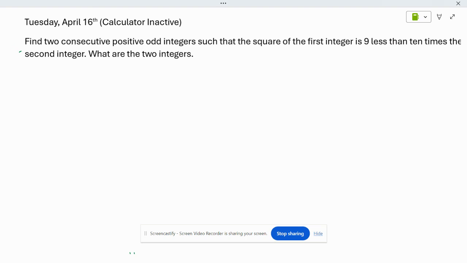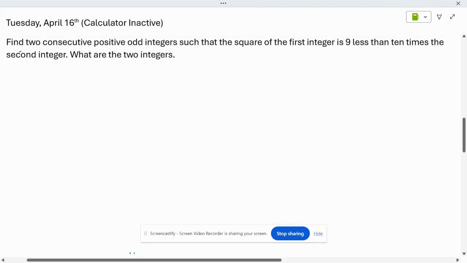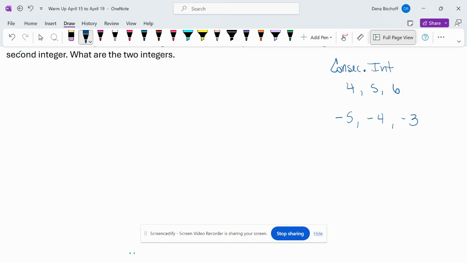So the first thing that we need to talk about is consecutive integers. When I say that we're going to do a problem with consecutive integers, what does that mean? Consecutive integers are numbers like 4, 5, and 6, or -5, -4, and -3. Okay, that's what a consecutive integer is. It's numbers that follow in a row. They get bigger as we go on, right?